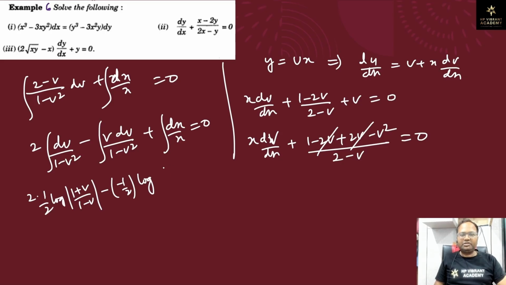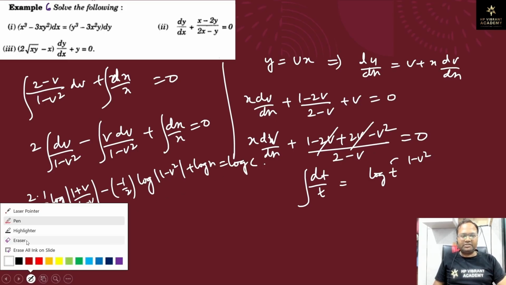तो dt अपॉन टी का इंटीग्रेशन क्या होगा, यही होगा ना. तो क्या हो जाएगा, log ऑफ टी. ठीक है, हम टी क्या लिए हैं, 1 माइनस वी स्क्वायर. तो log ऑफ 1 माइनस वी स्क्वायर प्लस log ऑफ x इज इक्वल टू log ऑफ c. ठीक है, so let us further simplify this.